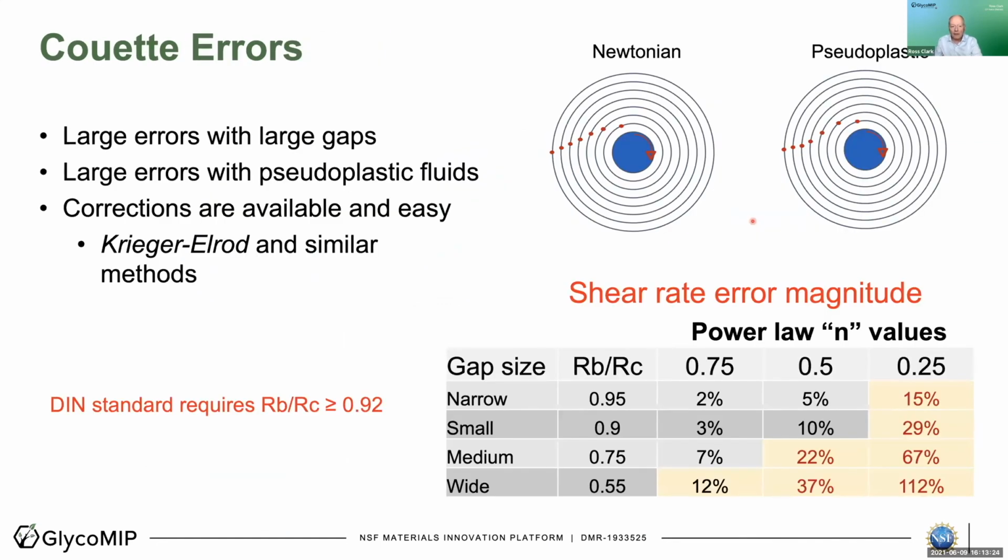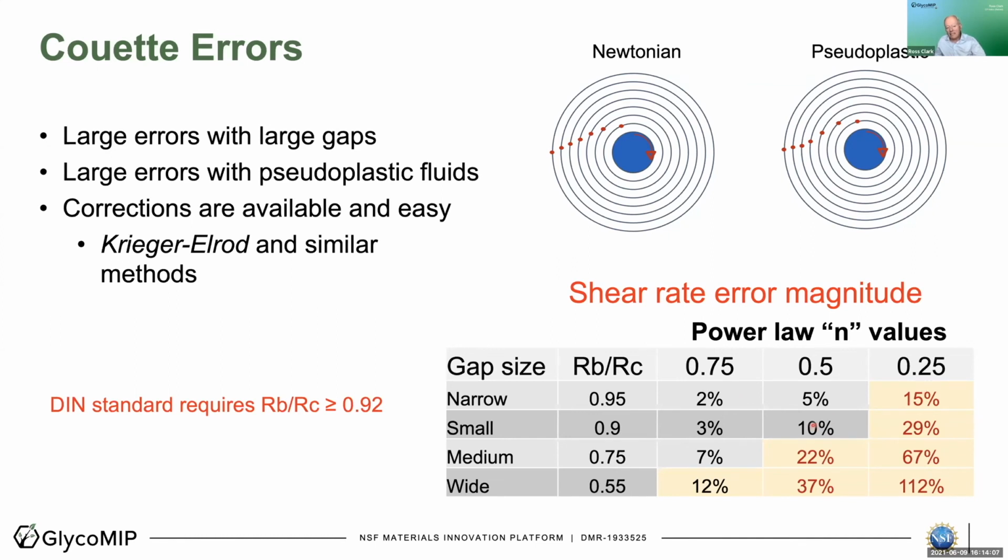This is, again, another version of that same slide that Blake showed. There's a beautiful correction developed all the way back in the early 50s by two guys at Case Western, Krieger and Elrod. And they are legend for figuring out this problem now 70 years ago and solving it. How big is that error? And again, Blake briefly touched on this. Well, if I've got a wide gap, like I showed in that video, and I've got a very pseudoplastic material, I might miss my correct shear rate by over 100%. Only if I have a very narrow gap do I have minimal errors.